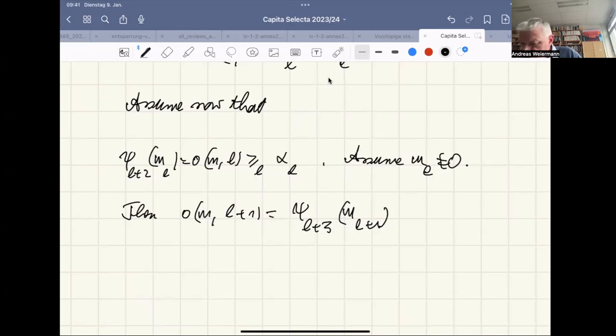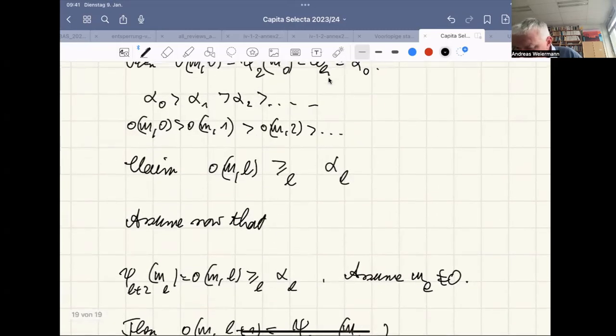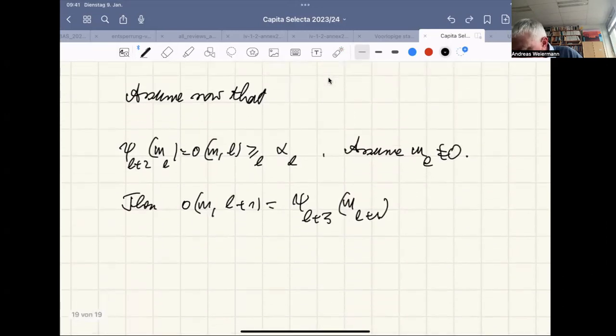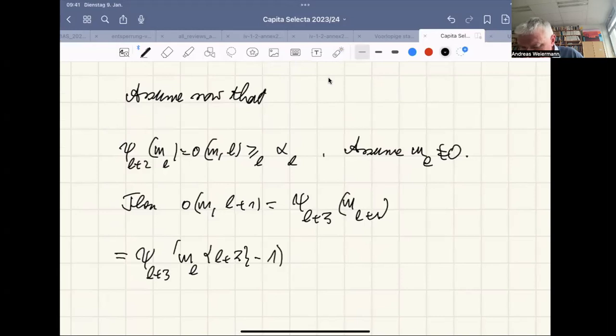Can we assume this? Well, the answer is yes. So we prove this one for all L such that these numbers, let's say, are bigger than 0. And all these numbers have to be bigger than 0. Okay. Now this is this number. So what is this? We plug in the definition. CL plus 3 of ML, L plus 2 minus 1.